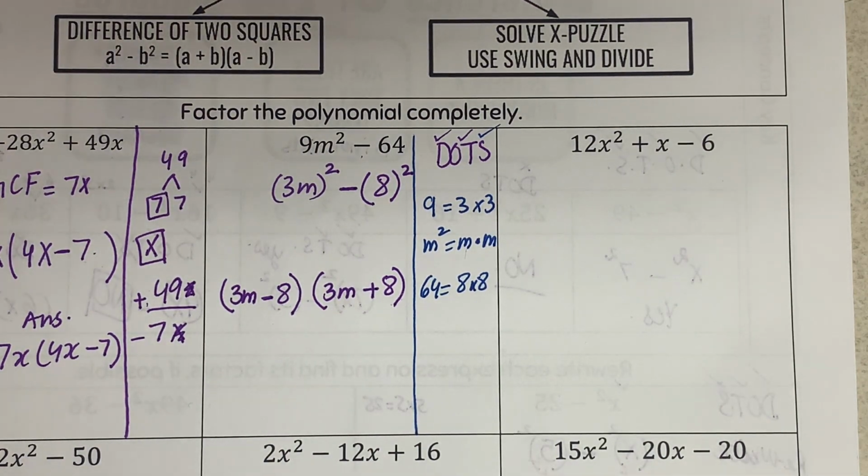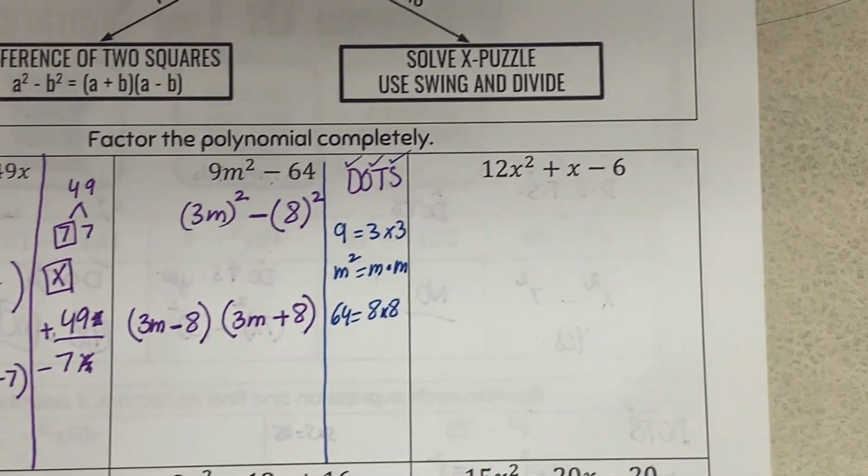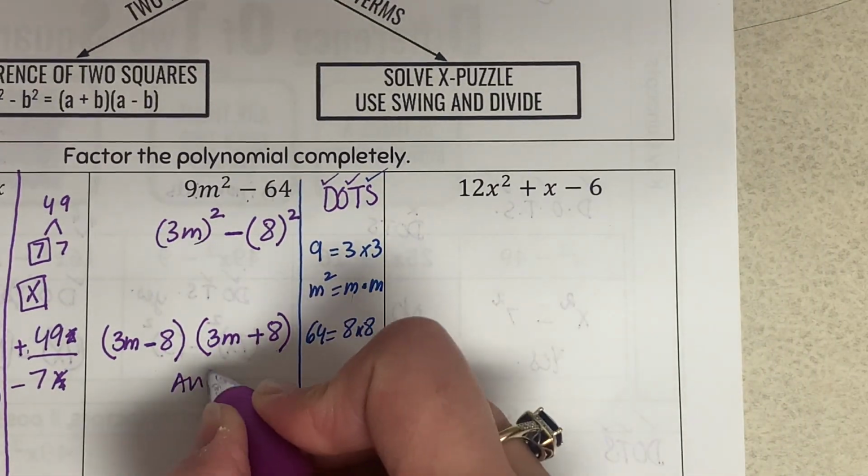So you always have to think before you jump into factoring them. They could be simpler than you are thinking. So this is my answer, and I'm done.